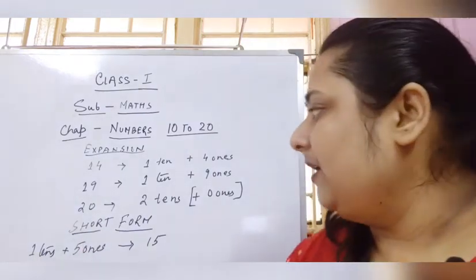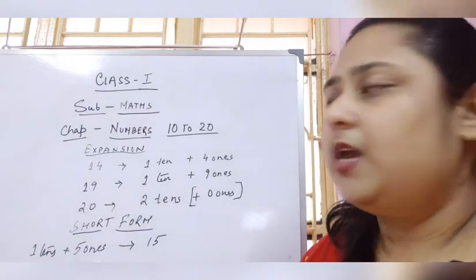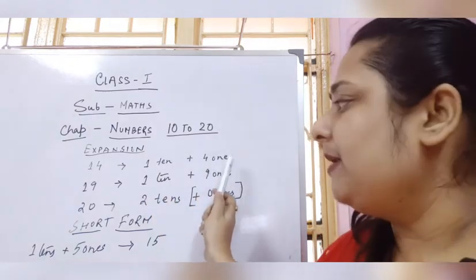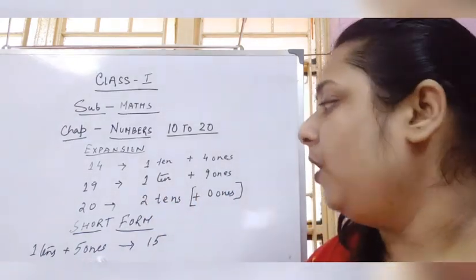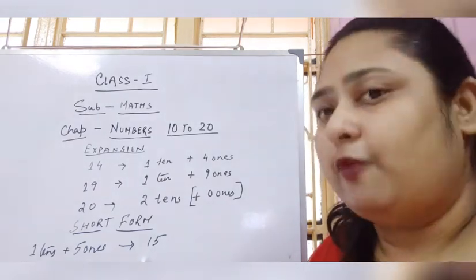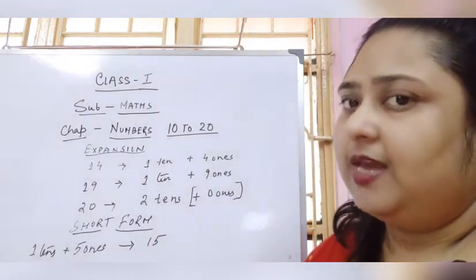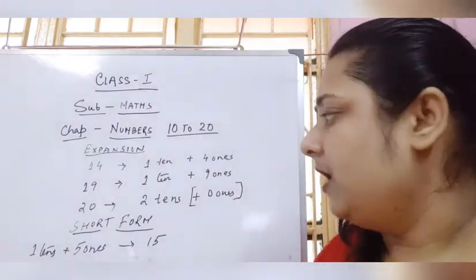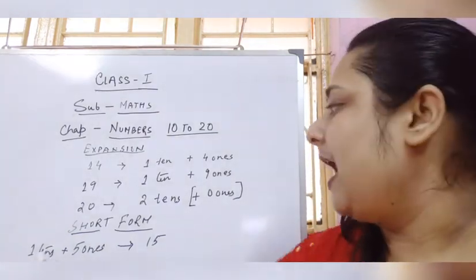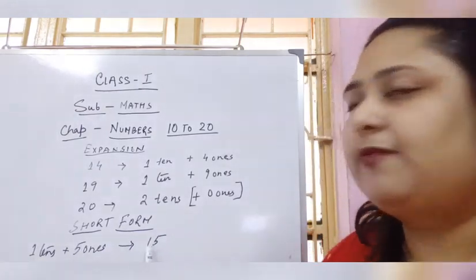Now children, coming to the shorter form, it's just the opposite of this one. So children, how we have written expansion? 1 ten plus 4 ones. Similarly, the expanded form will be given to you. You have to write the shorter number, okay, or the standard form. So 1 ten plus 5 ones if we say, then it becomes number 15. Why? Because there is only 1 ten at the tens place and 5 ones at the ones place. So it becomes 1 plus 5 becomes 15.